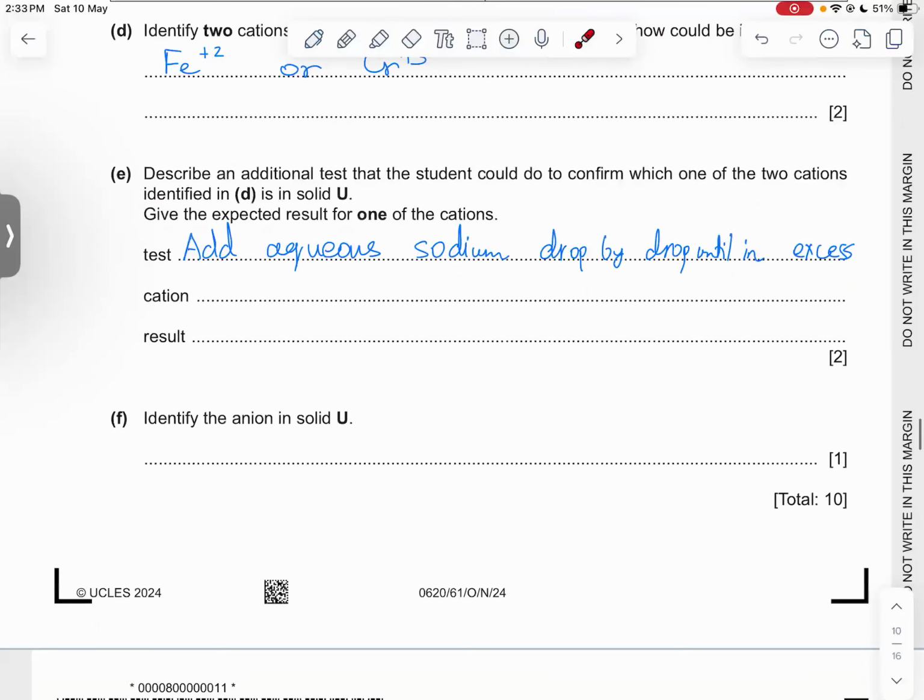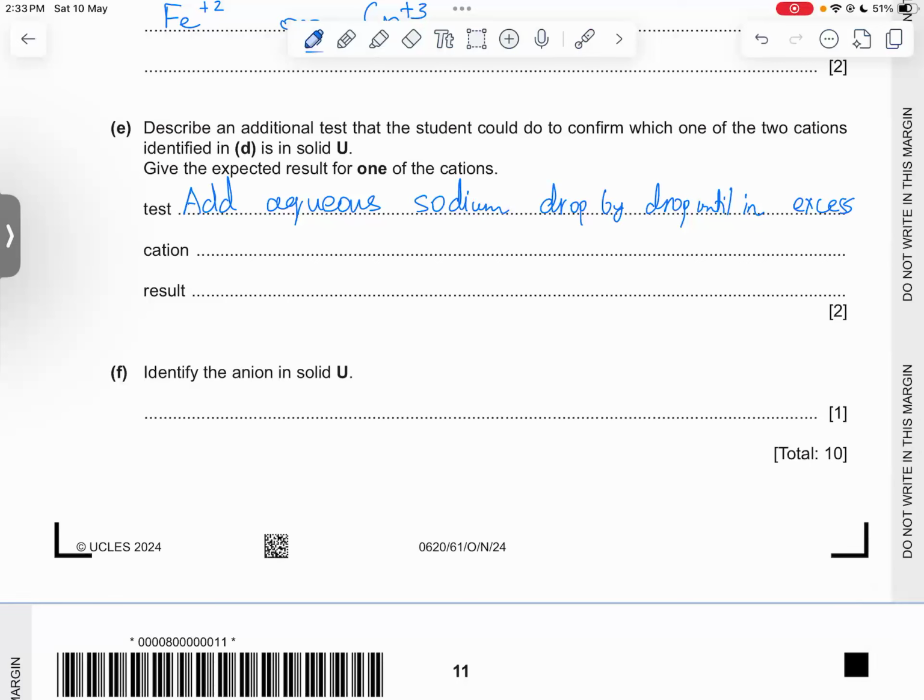Why wait, right? We're going to say add aqueous NaOH, sodium hydroxide, drop by drop until in excess. If the cation is Cr3+, then a green precipitate will form, which dissolves in excess. All right.